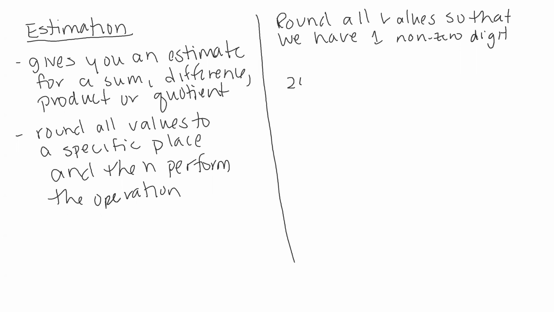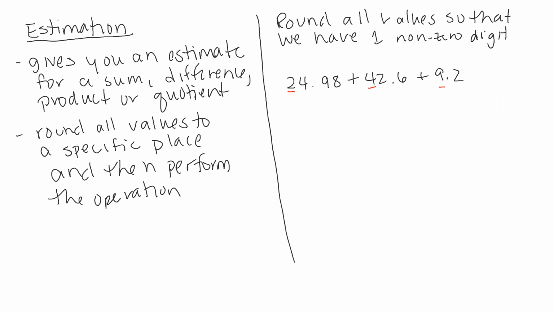So let's say that we have 24.98 plus 42.6 plus 9.2. Okay. So if we want to round all of these so that we have one non-zero digit, that means we're going to round to this first place, whatever it is. Okay. Whether it's the tenths, hundredths, millionths, whatever. Okay. So looking at 24.98. Okay. This is really, really close to 25.